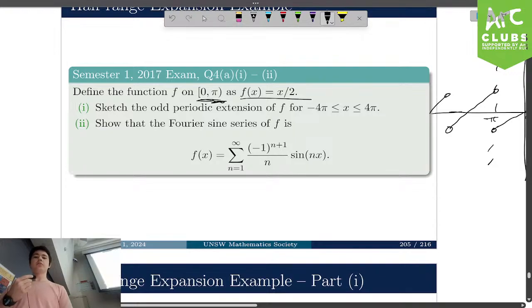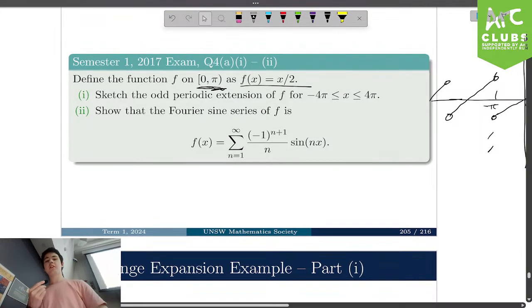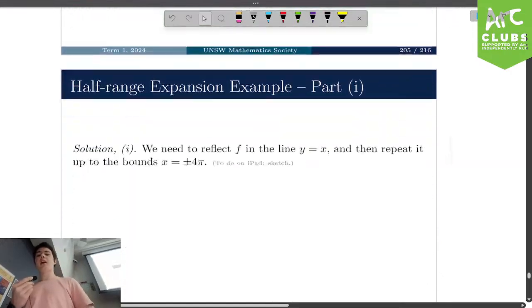Now we're going to go ahead and look at part 2. Show that the Fourier series of this function is given by the summation from 1 to infinity of (-1)^(n+1) divided by n, times sin(nx).